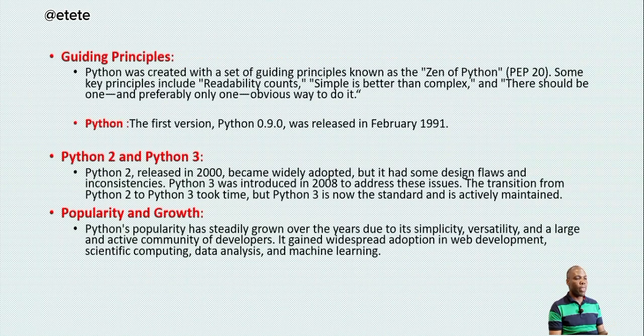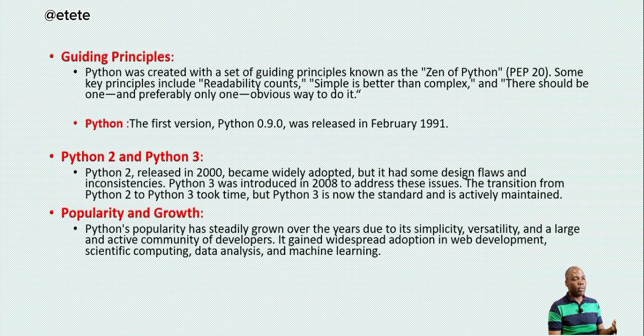Guiding principles. Python was created with a set of guiding principles known as the Zen of Python. Some key principles include: readability counts, simple is better than complex, and there should be one and preferably only one obvious way to do it. You'll be seeing many of the other principles. I will show you how to find them out from the Python language itself.